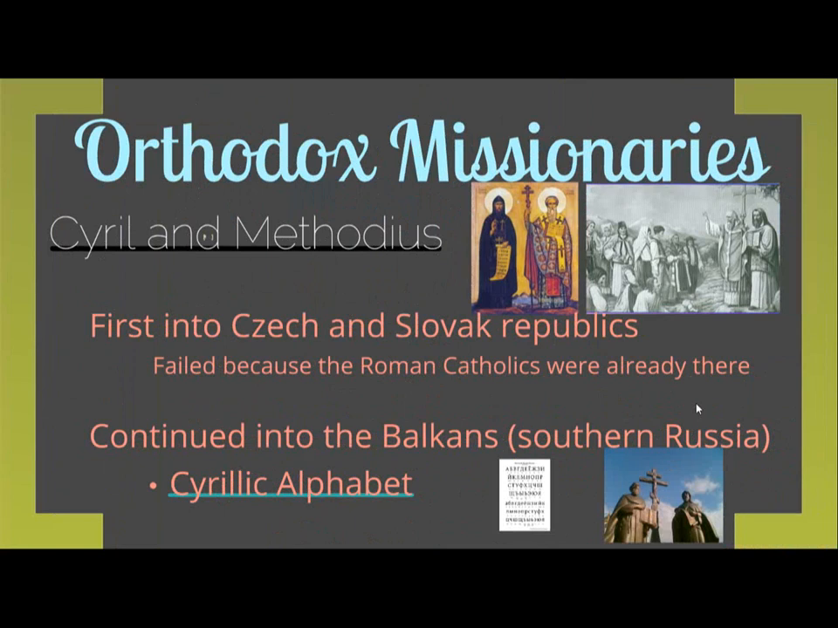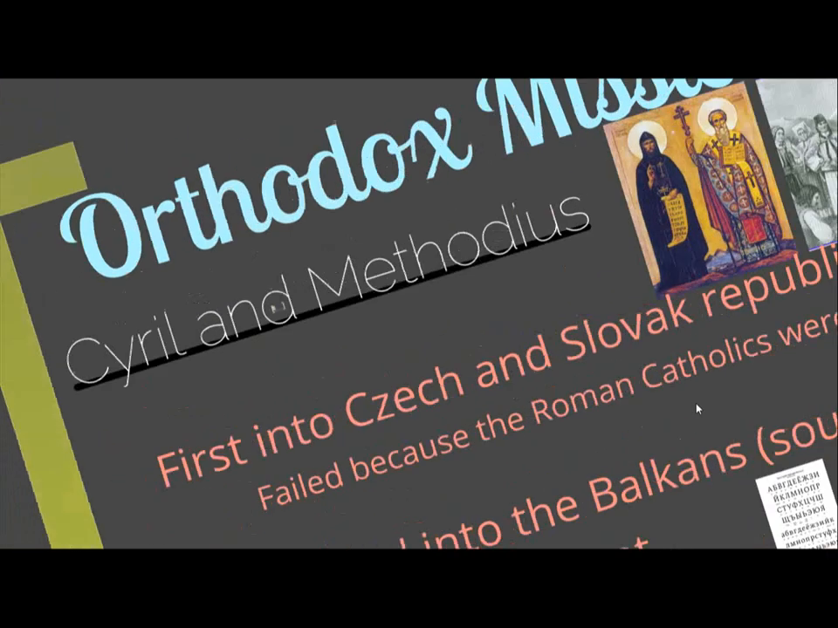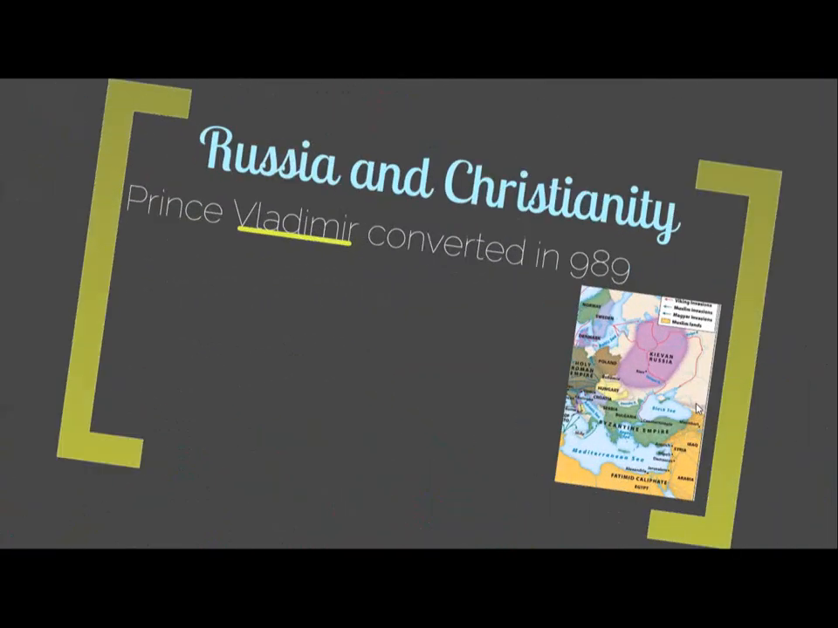Many Orthodox missionaries are going to go and travel to this place. Cyril and Methodius, they're going to be two very prominent Orthodox missionaries. They'll be the first into the Czech and Slavic republics, but they will fail because the Roman Catholics were already there and established. Then they'll continue further into the Balkans in southern Russia, and they're going to bring with them the Cyrillic alphabet, which is still used today.